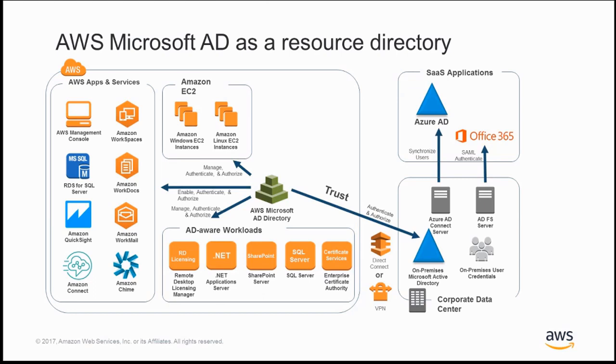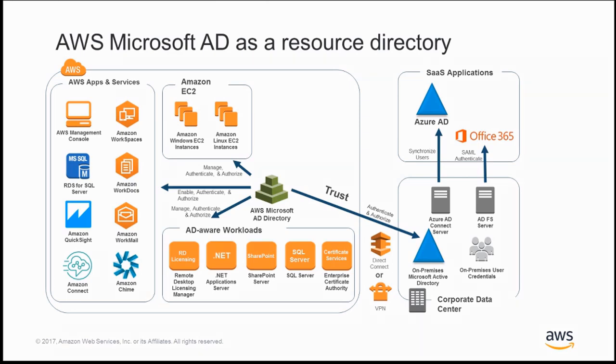In this model, you would install Azure AD Connect or ADFS on your on-premises network and connect those to Azure AD and Office 365, and then you would be able to have your users accessing AWS resources in the cloud, as well as accessing Office 365.